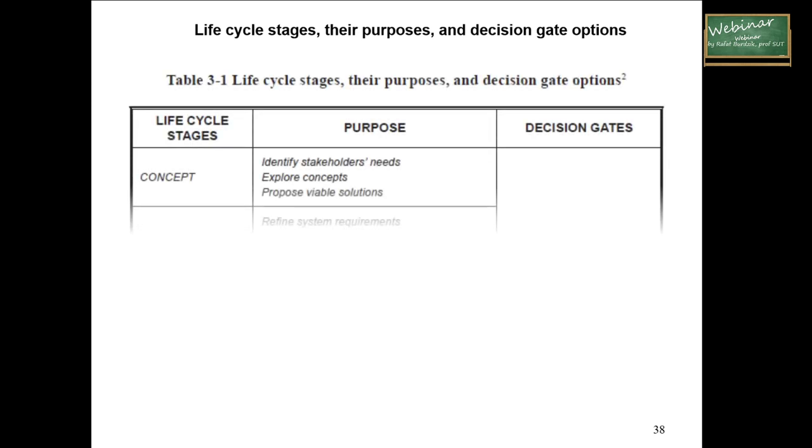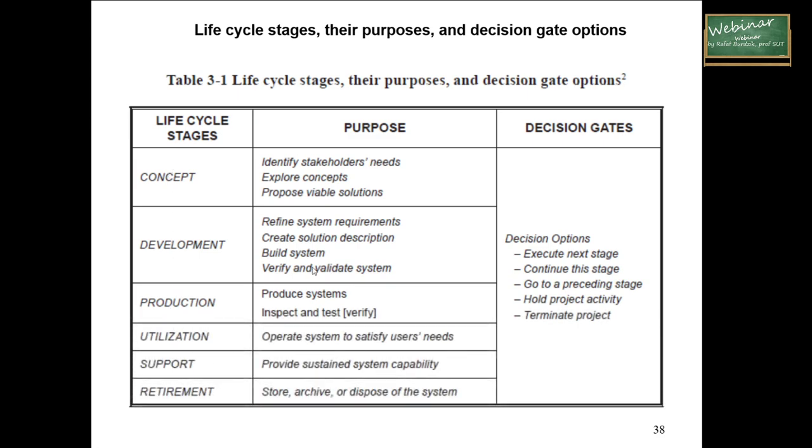Okay, so what are the life stages, their purpose, and decision gate options? You've got the life cycle stages here, the purpose of each stage, and decision gates. The first stage of the life cycle of the system is concept. The purpose of the concept stage is to identify stakeholders' needs, explore concepts, and propose a viable solution. The next stage is development. The goal of development is to refine system requirements, create a solution description, build the system, and verify and validate the system.